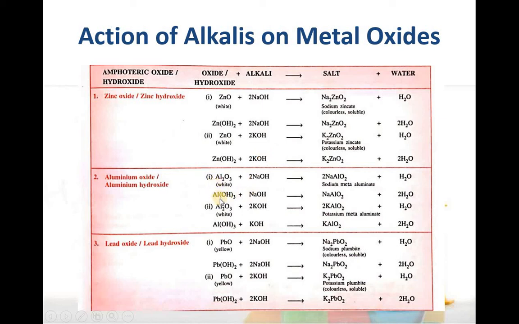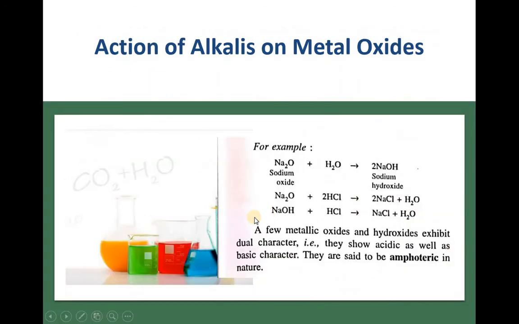Same for aluminium oxide and aluminium hydroxide with NaOH and KOH, and we are getting the corresponding meta-aluminates. For lead oxide also, PbO, you see the colors, this color you should remember, and these will give sodium plumbite, potassium plumbite, etc. So this is again the relation given, where you are getting this equation.